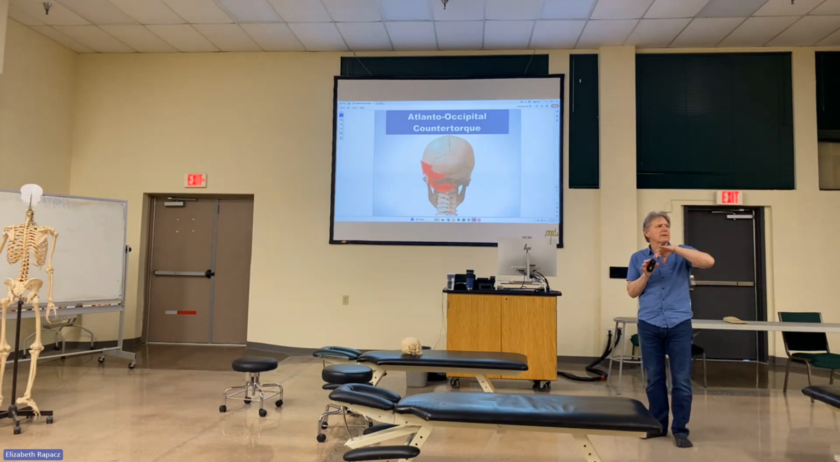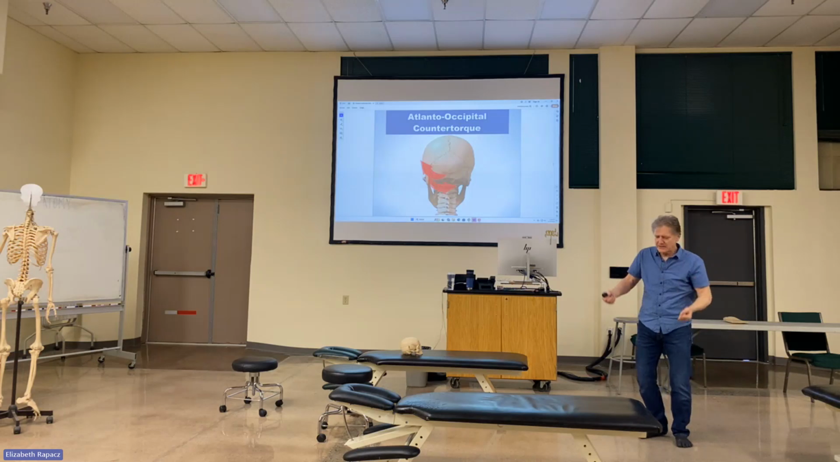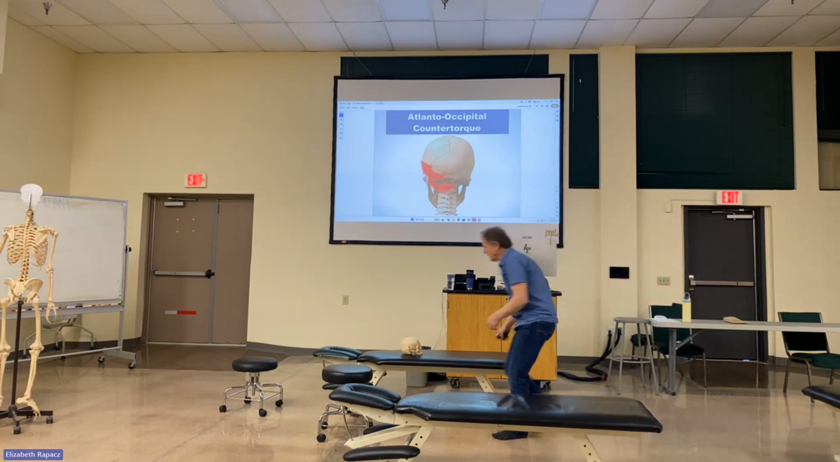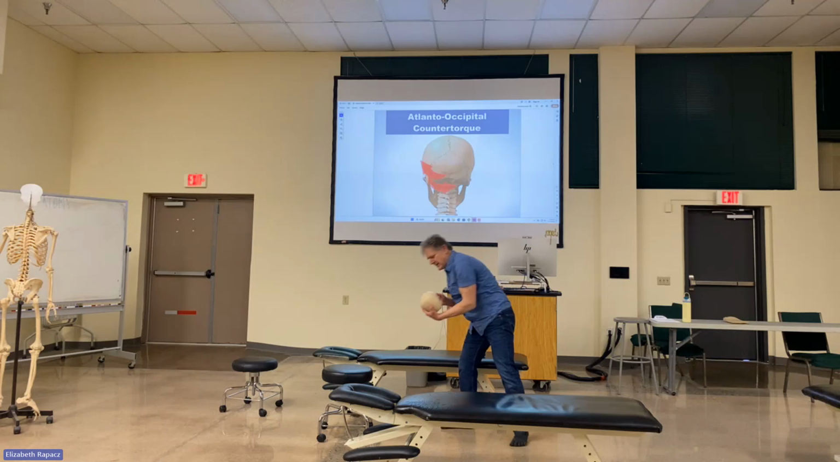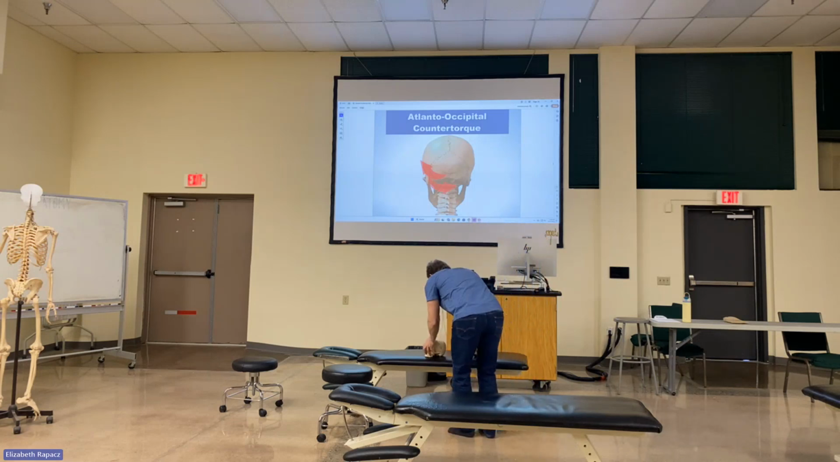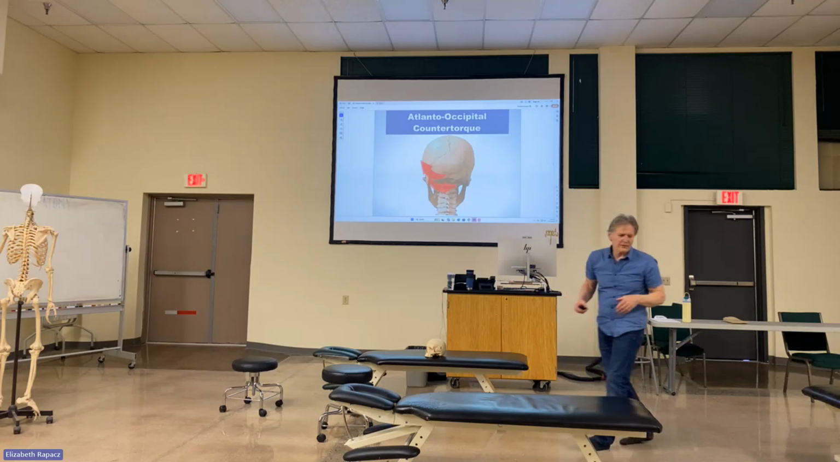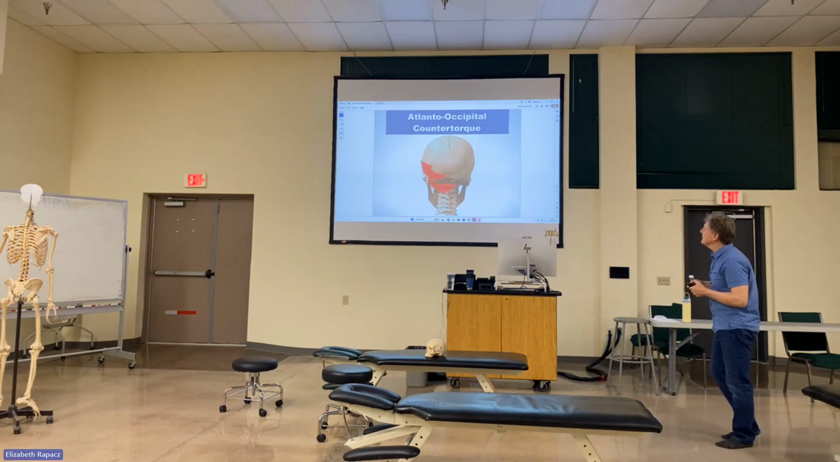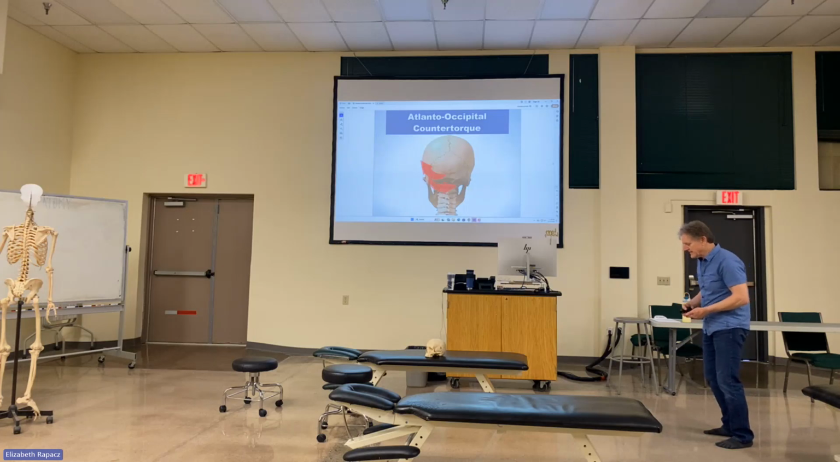The occiput and C1, their relationship is skewed. They're not in a nice position. The occiput should be resting nice and even on the atlas. And what will happen is you'll end up with sort of a jammed joint between the atlas and the occiput, because the occiput sits in the atlas condyles or facets kind of like a bowl.